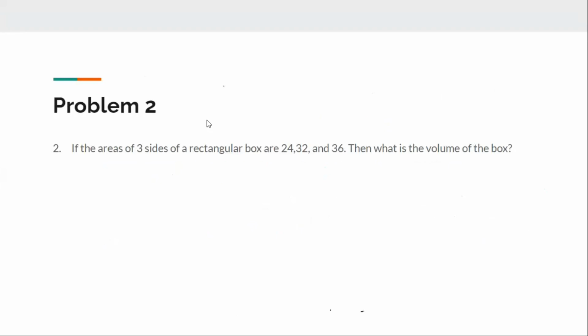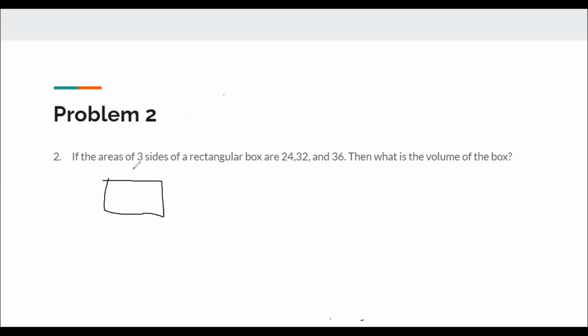Okay, if the areas of three sides of a rectangular box are 24, 32, and 36, what's the volume of the box? Okay, so this is not too hard, but the reason I put this is because I've seen problems like this pop up a lot as well. So let the dimensions of the rectangular box. Wait, first let me just explain what a rectangular box is, because this is not geometry. So I'm assuming you don't know geometry.